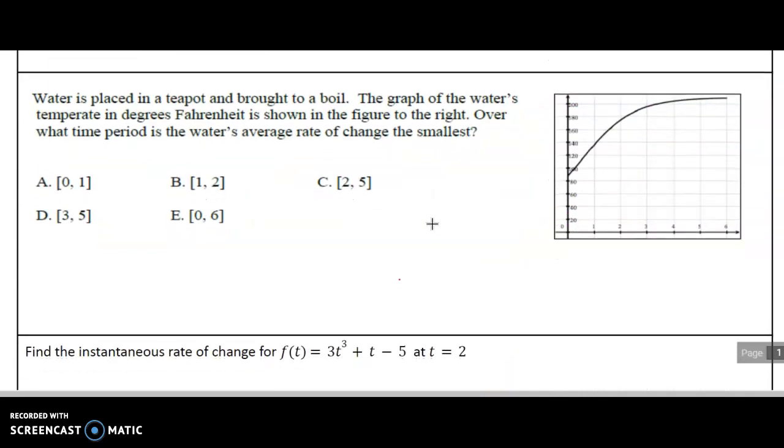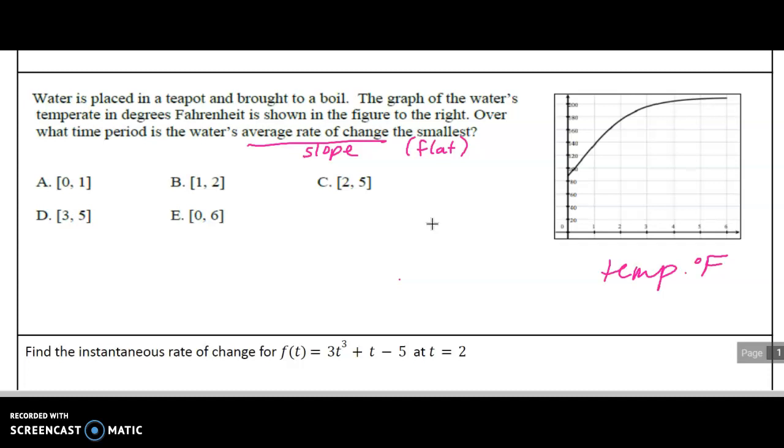All right, we have a graph. It says water is placed in a teapot, brought to a boil. The graph of the water's temperature. So this is our temperature in Fahrenheit. Over what time period is the water's average rate of change the smallest? So what I'm looking for is the slope to be the smallest. So remember, slope is kind of like your steepness. So I want this to be the most flat.